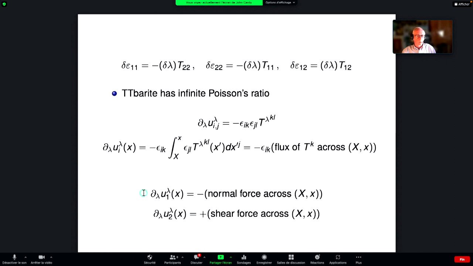Once again, if you write this in terms of Cartesian coordinates, it looks rather simple. It says that the rate of change of the displacement in the one direction is, here I'm assuming that this interval is, if we think of one as space and two as imaginary time, so the rate of change of the spatial coordinate is the normal force across this spatial interval, and the rate of change of the time coordinate is the shear force across it.